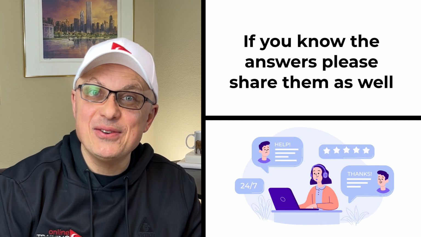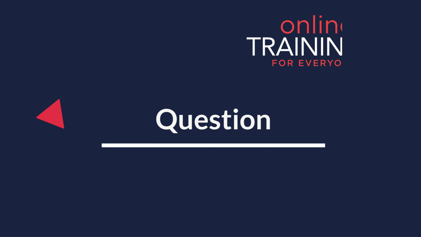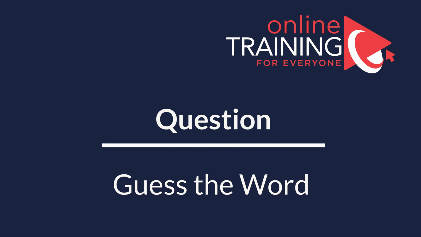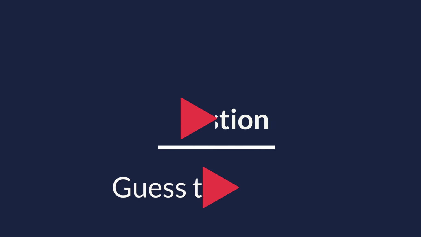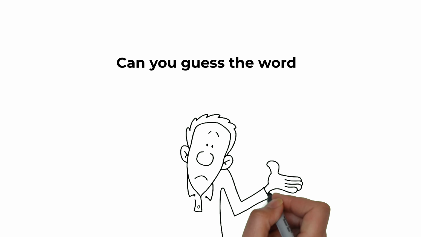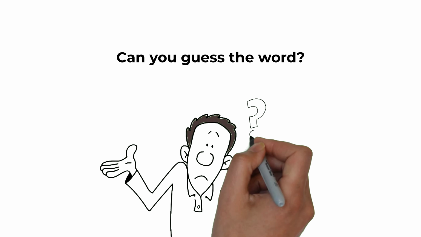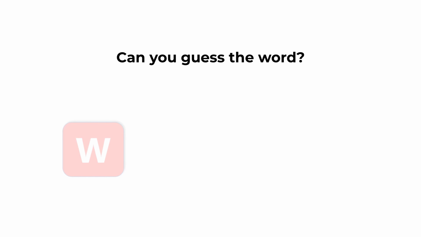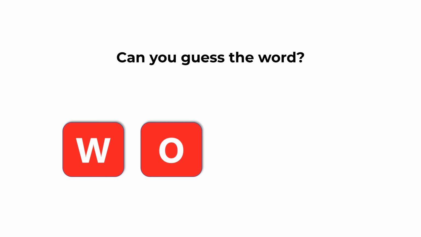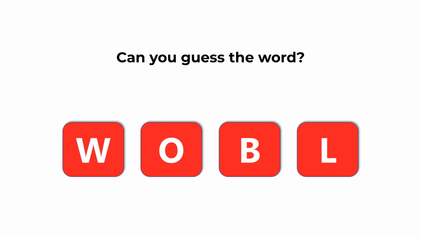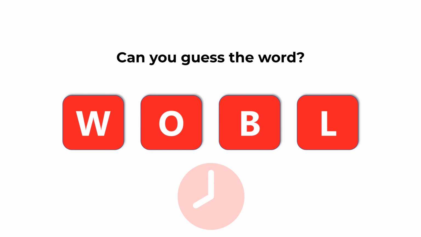And now let's continue and get you ready for the test. Here's the cool question that you frequently get in the test. You're presented with 4 different letters, and you need to guess the word using all letters presented. The letters we have are W, O, B, and L. Can you guess the word? Give yourself 10 to 15 seconds to see if you can come up with the answer.